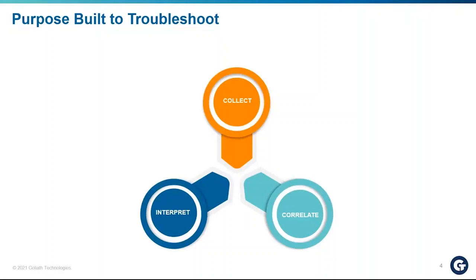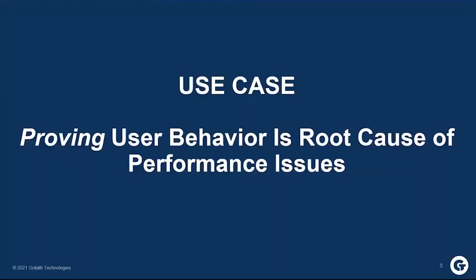We then correlate that data. We have the intelligence built into the product to correlate that data, and then help you interpret it to reduce the time to troubleshooting and prove where the root cause of the issue is, which is incredibly important, because if you don't do that, it can't be solved. So if you move to the next slide, Avi, we'll move into an actual use case.